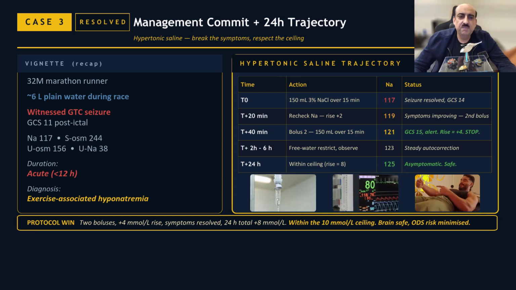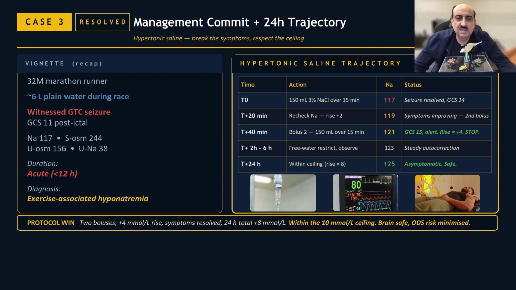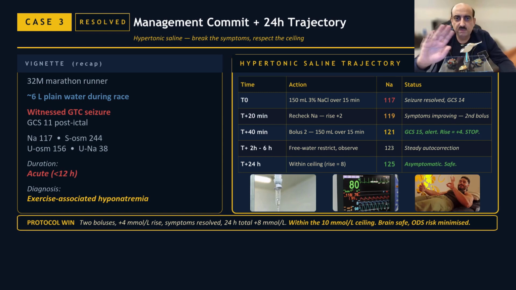Second bolus given, T plus 40 minutes, bolus 2 complete. Sodium now is 121, which is a 4 millimole rise, within the target range. Now symptoms fully resolved, GCS is 15. So what do we do? We stop it. We don't go further. Then serum sodium monitoring between the 2nd and 6th hour reveals, with free water restriction rather than active correction, sodium is 123, slowly drifting up because the ADH is switching off after resuscitation.